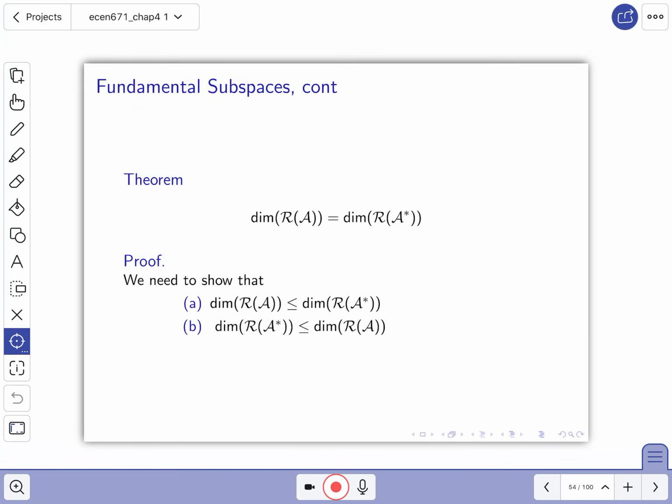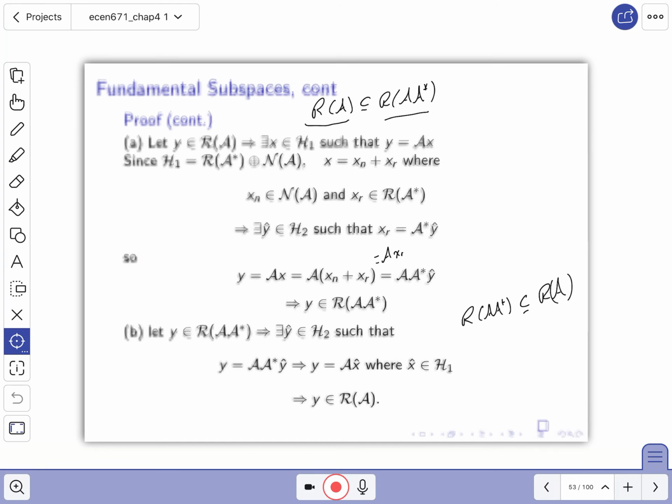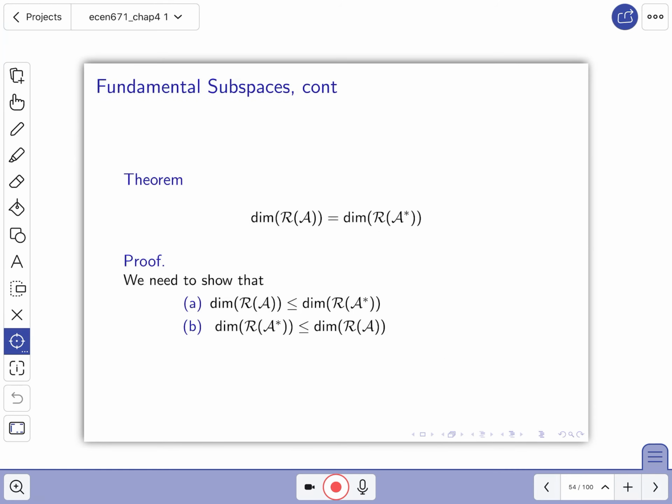All right, so we've shown this theorem, that the range space of A is equal to the range space of A star A, and by a similar argument, the range space of A star is equal to the range space of A star A. All right, so now we're ready to show this main result, that the dimension of the range space of A is equal to the dimension of the range space of A star. And we're going to follow similar logic. We're going to show that the dimension of the range space of A is less than or equal to the dimension of the range space of A star, and that the dimension of the range space of A star is less than or equal to the dimension of the range space of A.